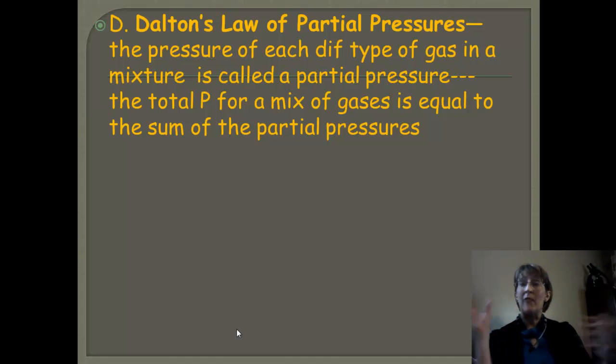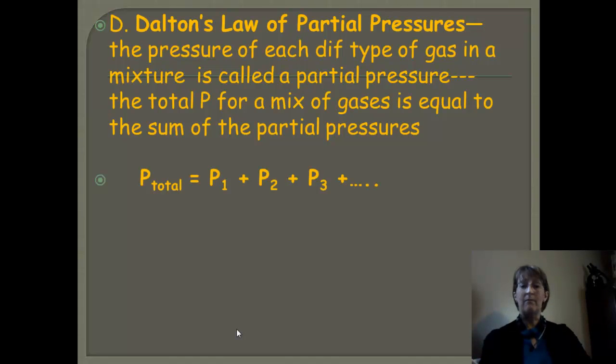So we have nitrogen in the air, we have oxygen in the air. The pressure of the nitrogen plus the pressure of the oxygen will add up to the total pressure of the atmosphere here. So pressure total is equal to the pressure of 1 plus the pressure of 2 plus the pressure of 3 plus however many pressures of gases there are in there.